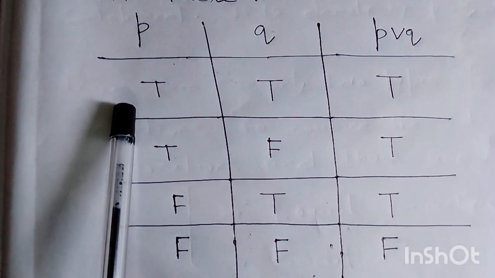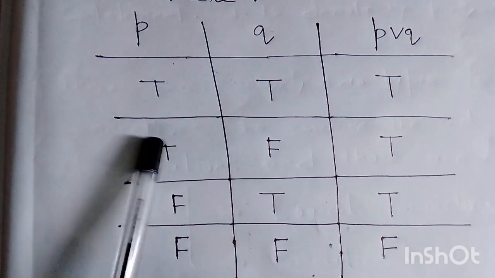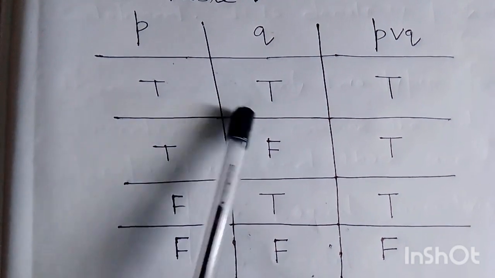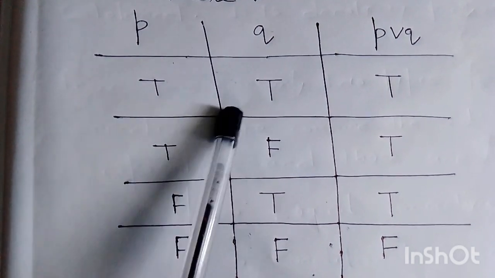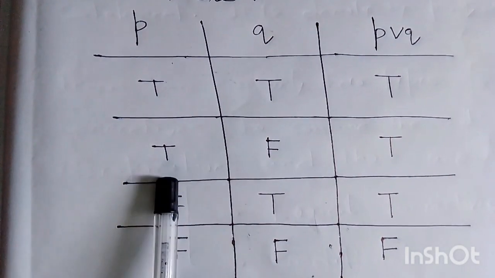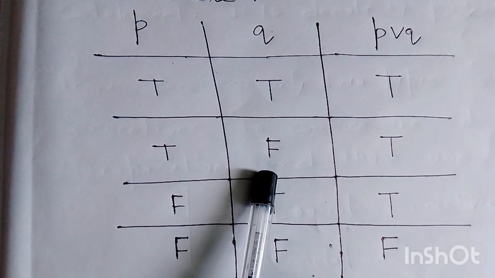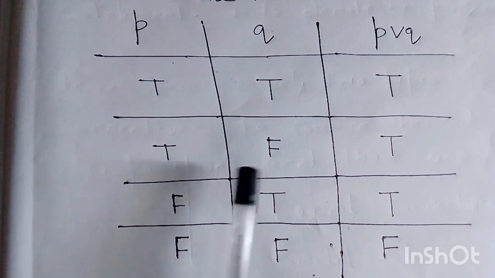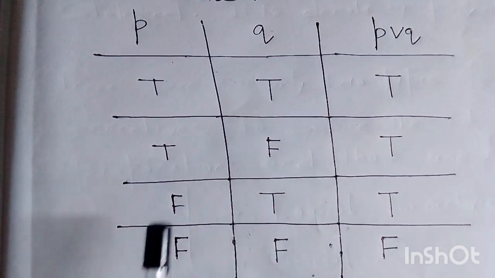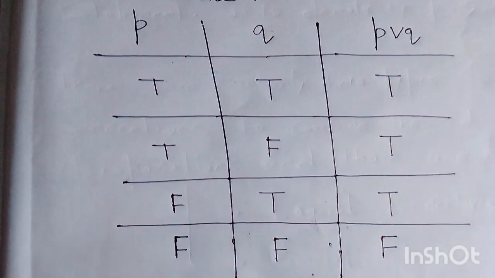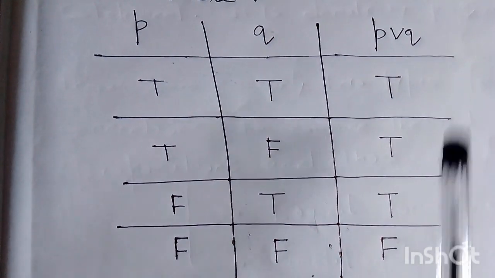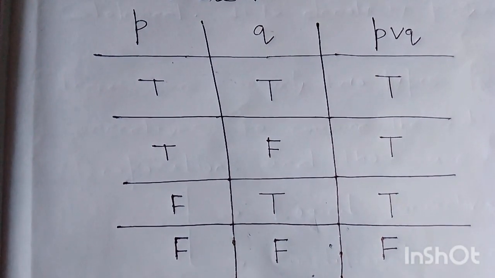Let P is 1 and Q is 1. When both the values of the propositions are 1, then 1 plus 1 is 1, 1 plus 0 (F denotes 0) is 1, 0 plus 1 is 1, and 0 plus 0 is 0. So this is the very simple explanation of disjunction.